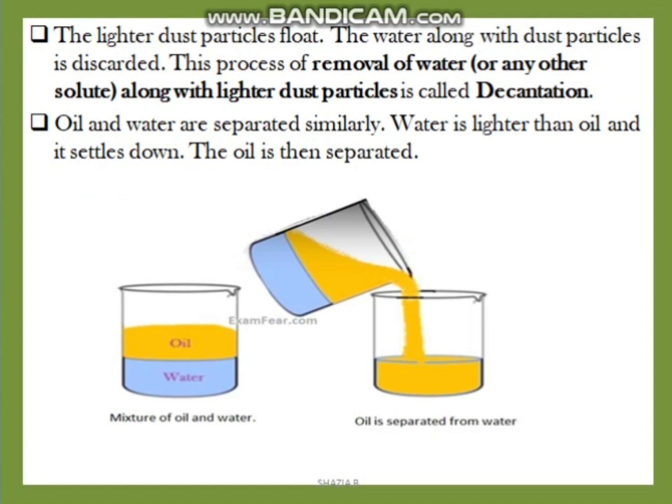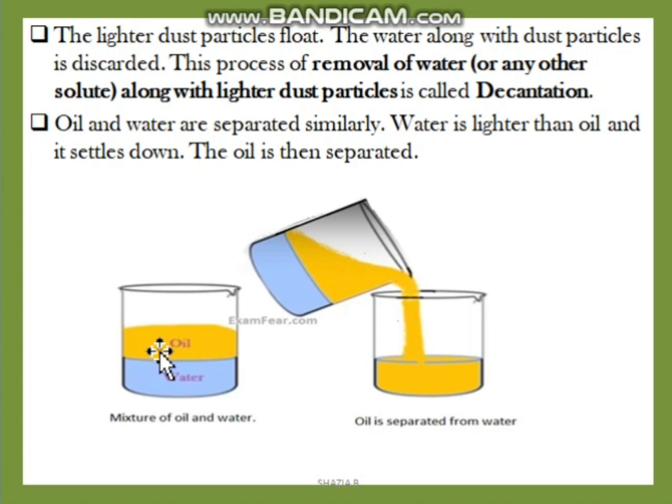Okay, this decantation process can also be used for separating oil and water. If we mix oil and water, no matter how much we stir, we can see that the oil floats at the top of the water and the water is settled below. So we can easily remove this oil to another beaker, as we can see here. This oil is being removed to another beaker. Okay, so this is the decantation as well as sedimentation process.